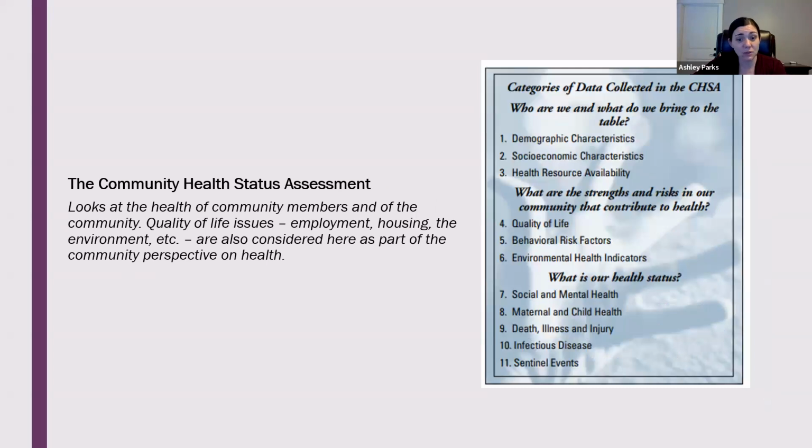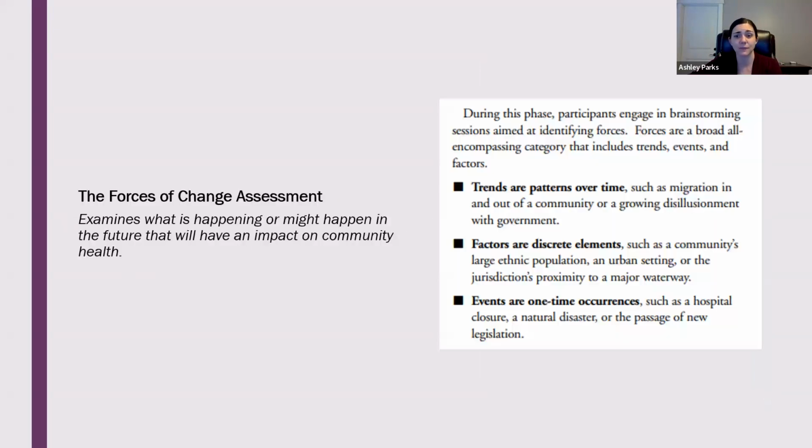And then, of course, we look at the health of the population. And these are just a few examples, but things like social and mental health, maternal and child health, infectious diseases. And then, of course, we look at trends in the world around us, what is changing, including upcoming policies and laws and ideas, political changes, and what do we do to prepare for that?